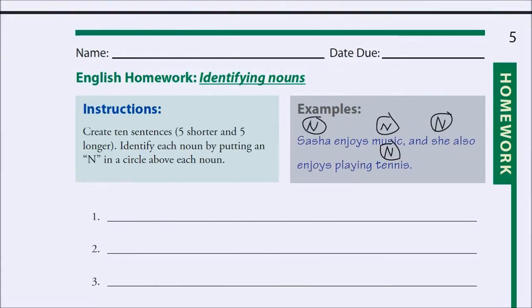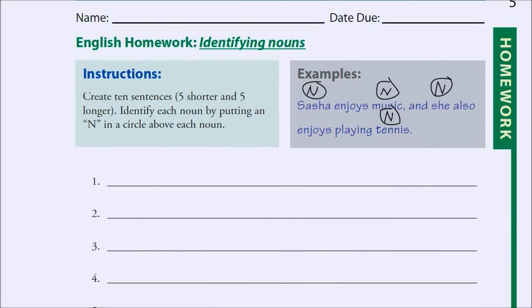And then, okay, the next page, this is homework. You're going to show everybody you can do this on your own. Just create 10 sentences, and then identify each noun in the sentence by putting an N and a circle over it. It doesn't have to be that difficult. I mean, you can type something like, I really like pizza. It doesn't have to be a massive, complicated sentence. Just write them down. Just show that you can create a sentence and you understand which are the nouns. And just turn that in.